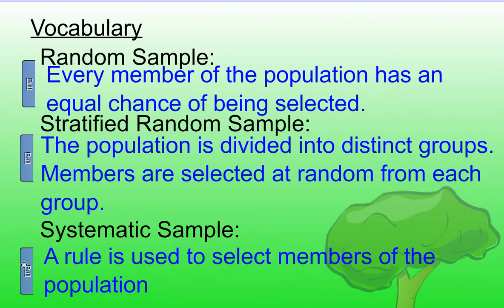The next is a systematic sample, and a systematic sample is when a rule is used to select members of the population. So that's when you use a specific rule. For example, maybe you give a sticker to every 5th student who asks a question. That would be systematic. Or when the police stop people for a DUI, they can't pull over every single car, so they might stop every other car or every 3rd car, but they have to do it in a systematic way.